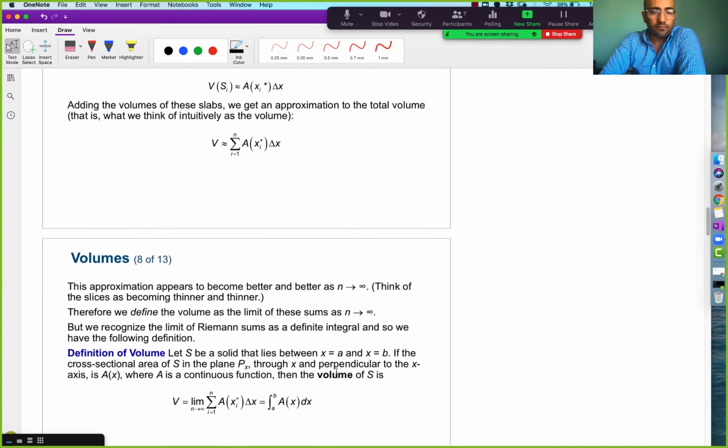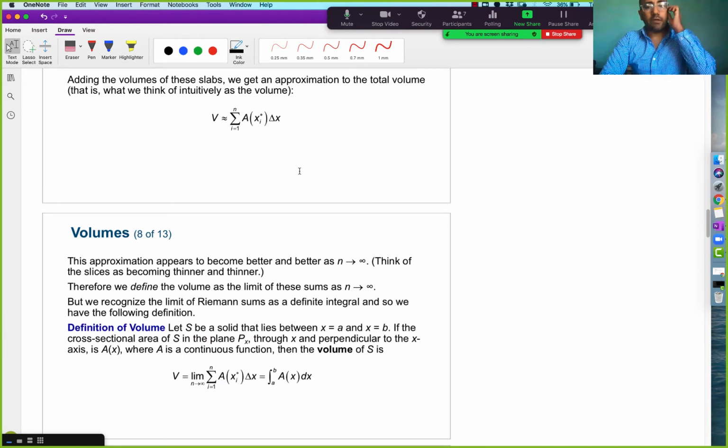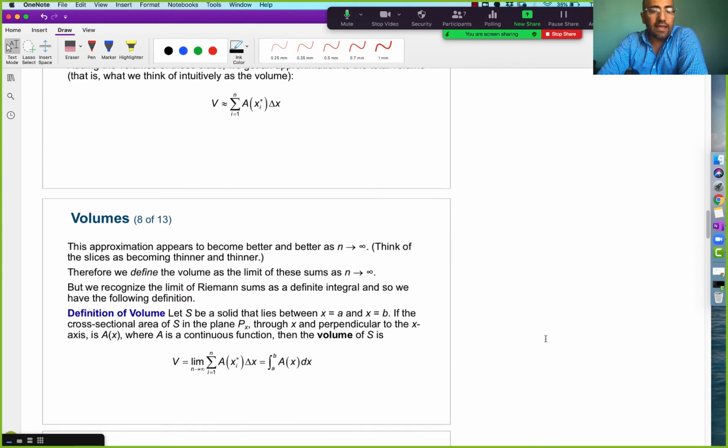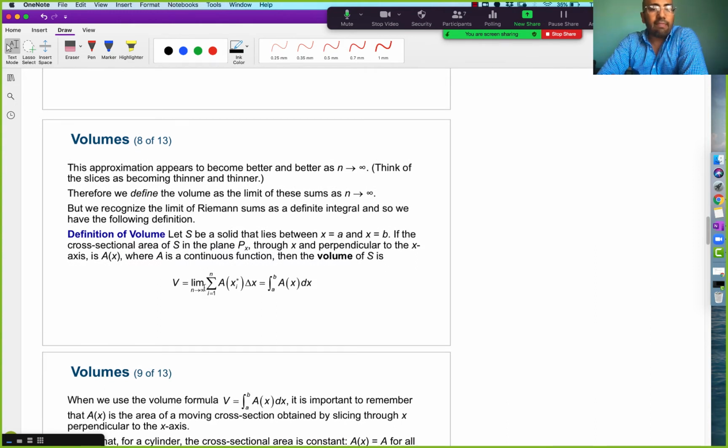Good. And then, of course, what we're going to do is let n go to infinity, and we see that that's a better and better approximation to the volume that we're interested in. So in this loaf of bread picture, if we let n go out to infinity, the more slices we have, the better and better the approximation gets. If we let n go out to infinity, and that limit exists, then we'll be able to find the exact volume of that shape, that object.